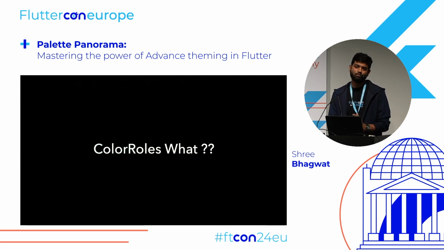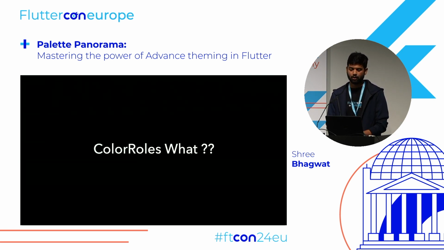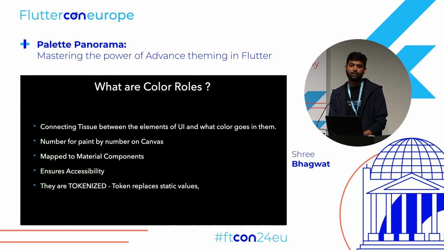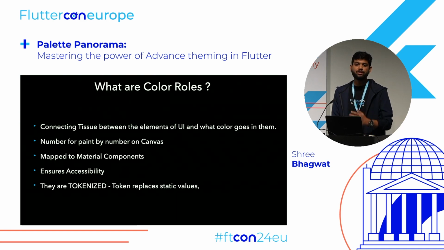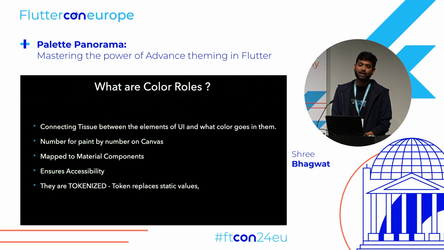Okay. So we said color rules, like what are color rules over here. When you see any UI on the screen, let's say there is a card or there is a widget, the color which is filled inside that widget is called the color rule. So it is a connecting tissue between the element of UI and what color goes into them. So color rule decides what color will go into a widget, and what color will go into a button. Okay. And this decision is done by the number of paint by number on canvas.